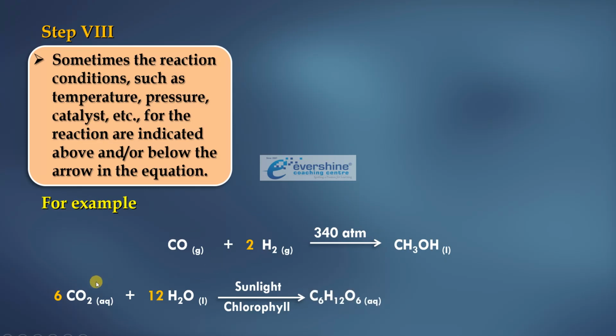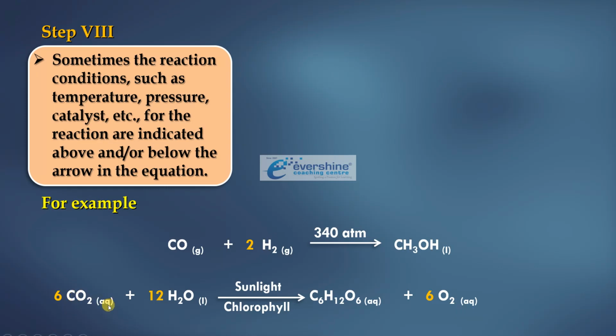Now even here you can see carbon dioxide plus water, in the presence of sunlight and chlorophyll, gives glucose and oxygen, C6H12O6. Now as you can see here, CO, carbon monoxide, is in gaseous state, hydrogen is in gaseous state. When these both combine together, we get CH3OH, which is in liquid state. Now CO2 plus H2O in the presence of sunlight and chlorophyll gives C6H12O6 plus O2.